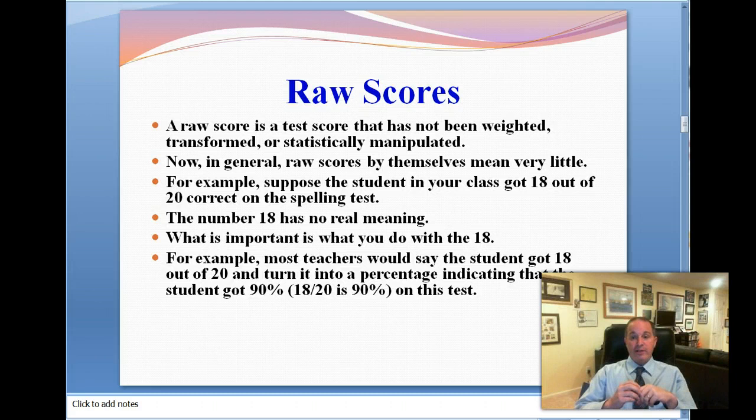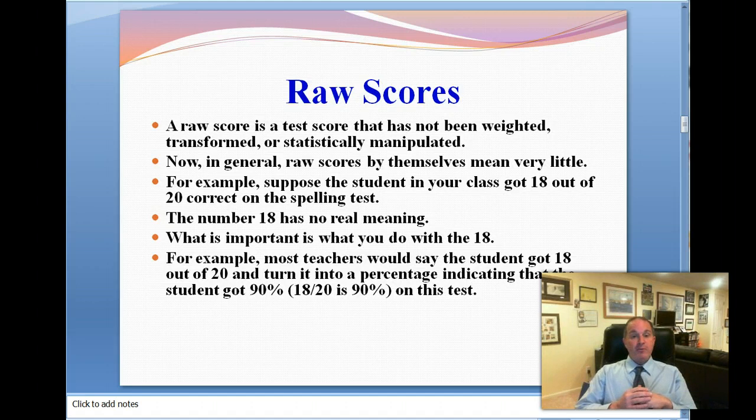But the issue with the raw score is that it's a test score that hasn't been weighted. It hasn't been transformed. It hasn't been statistically manipulated in any way. So raw scores by themselves generally mean very little. So for example, suppose a student in your class got 18 out of 20 correct on the spelling test. The number 18 really has no meaning. Getting 18 out of 20 correct and saying you got 18 doesn't really tell us anything. But what matters is what you do with that 18. So for example, most teachers would say, well, you got 18 out of 20. We'll turn that into a percentage, and we'll say 18 out of 20 is a 90% on the test, and you know that you got a 90.